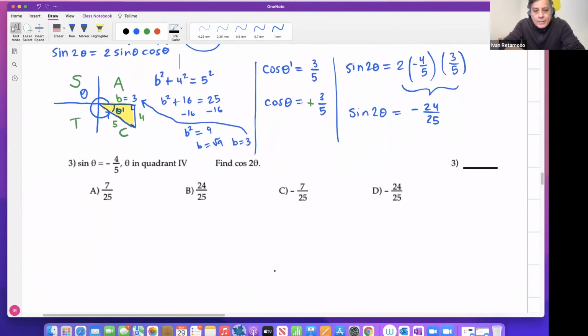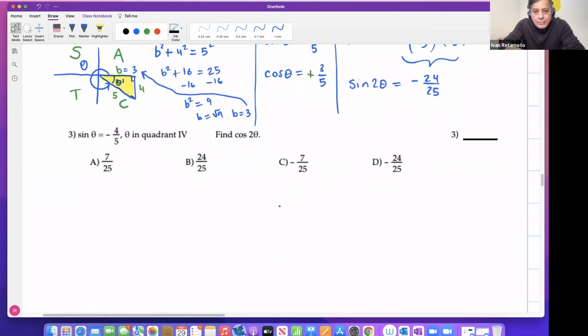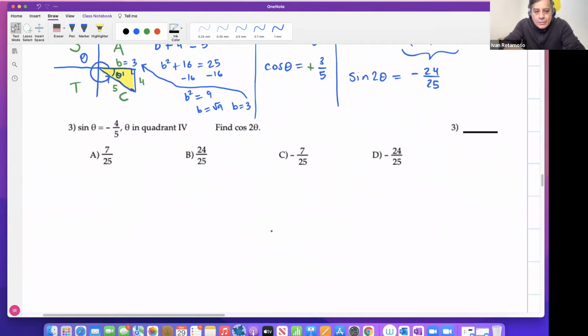So let me explain to you how to use the cosine formula now, which turns out to be easier. You will see why. It turns out to be easier because we have more forms for this formula. All right, so let me explain this number 3 for you, and then we will talk about tangent.